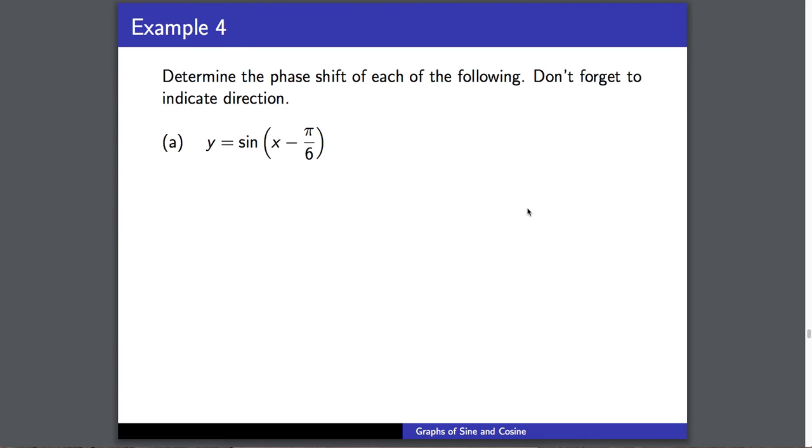So example 4, determine the phase shift of each of the following. Don't forget to include the direction of shifting. For part A, we have sine of x minus pi over 6. If we set x minus pi over 6 equal to 0 and solve it, we get x equals pi over 6. So in other words, we took our original sine graph and shifted every point pi over 6 units to the right. Let's see a visualization of that.